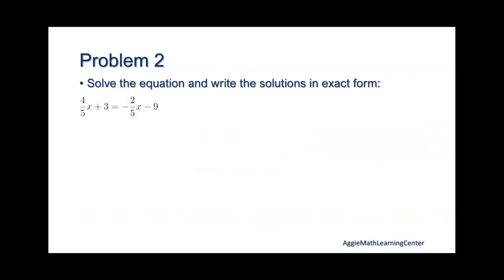I like to keep my numbers positive. It doesn't matter what side you get it on as long as you don't break any rules with that. To do that, I'm going to add 2/5 x to this side to get rid of the x on that side. On the left side, you need to do the same thing.